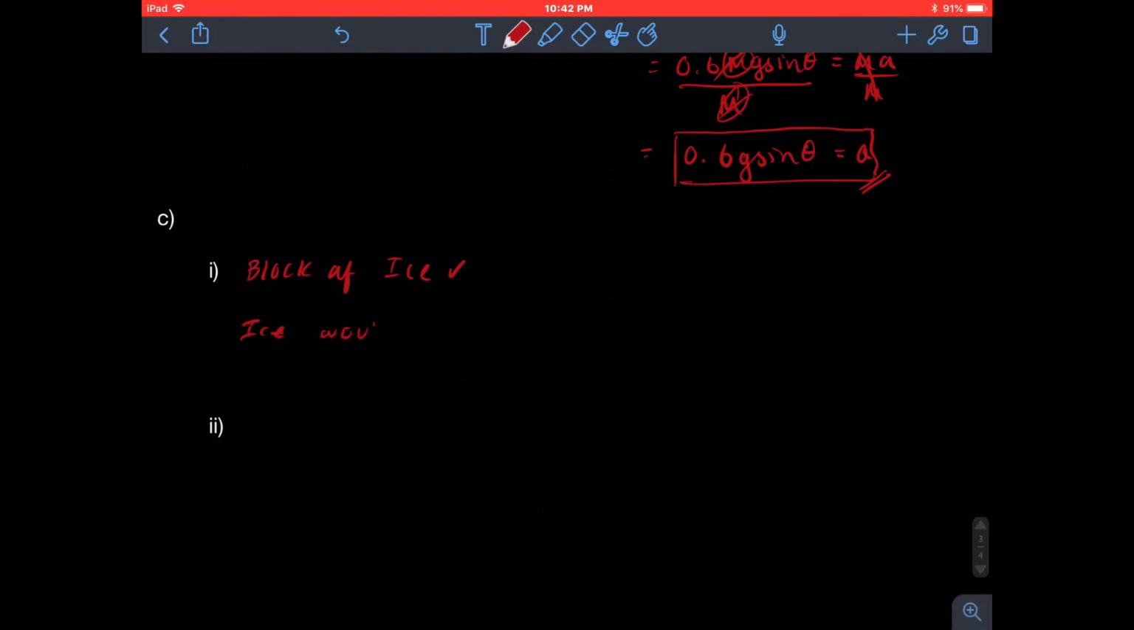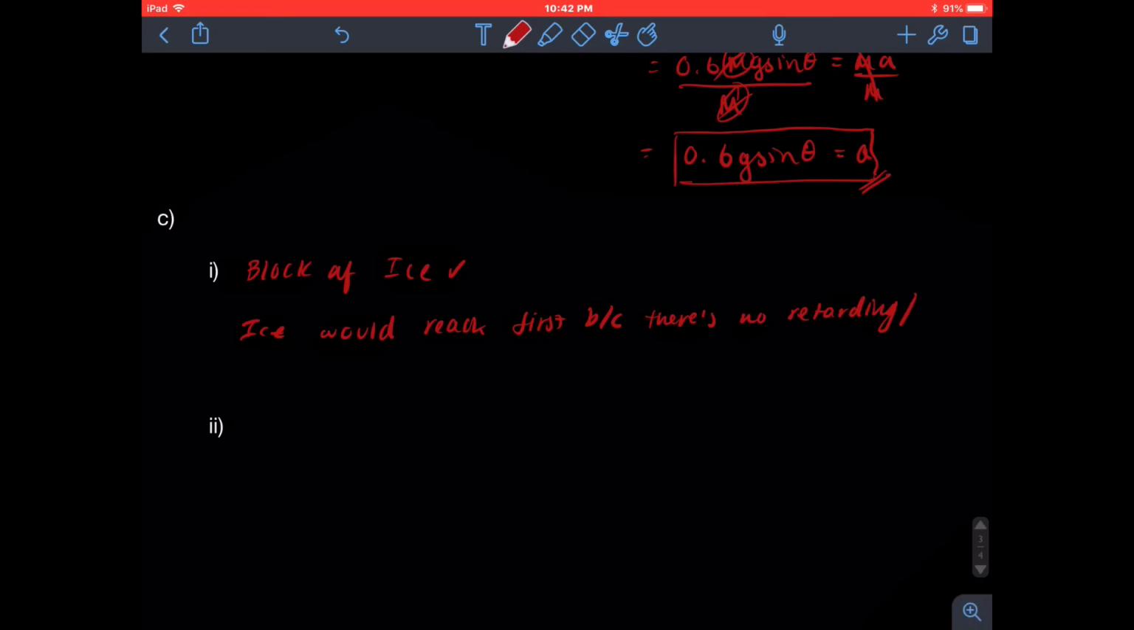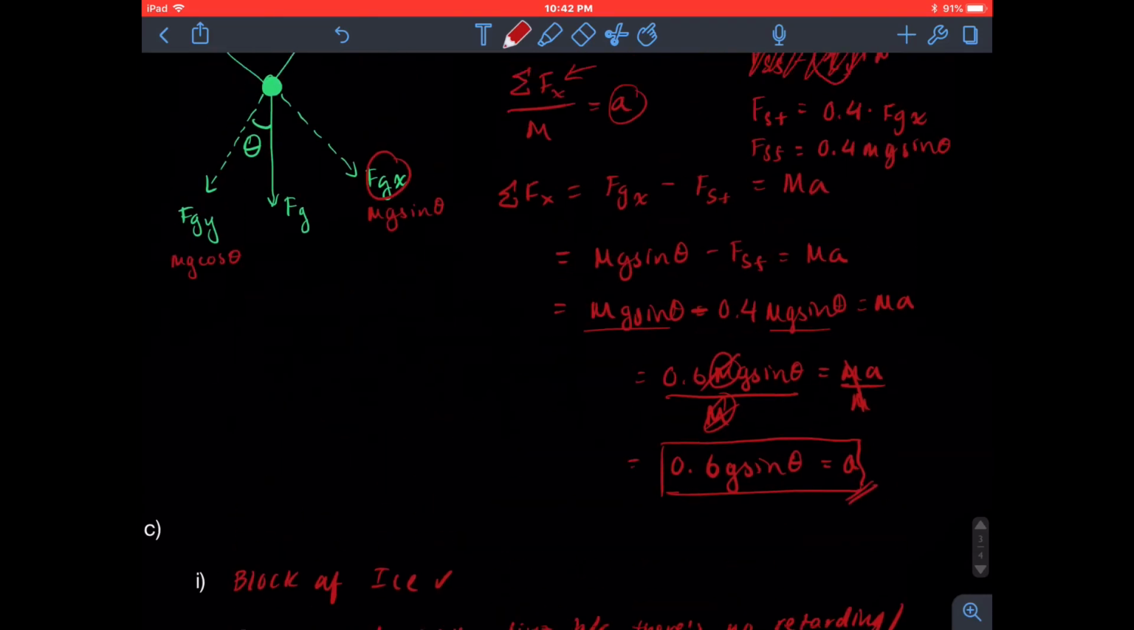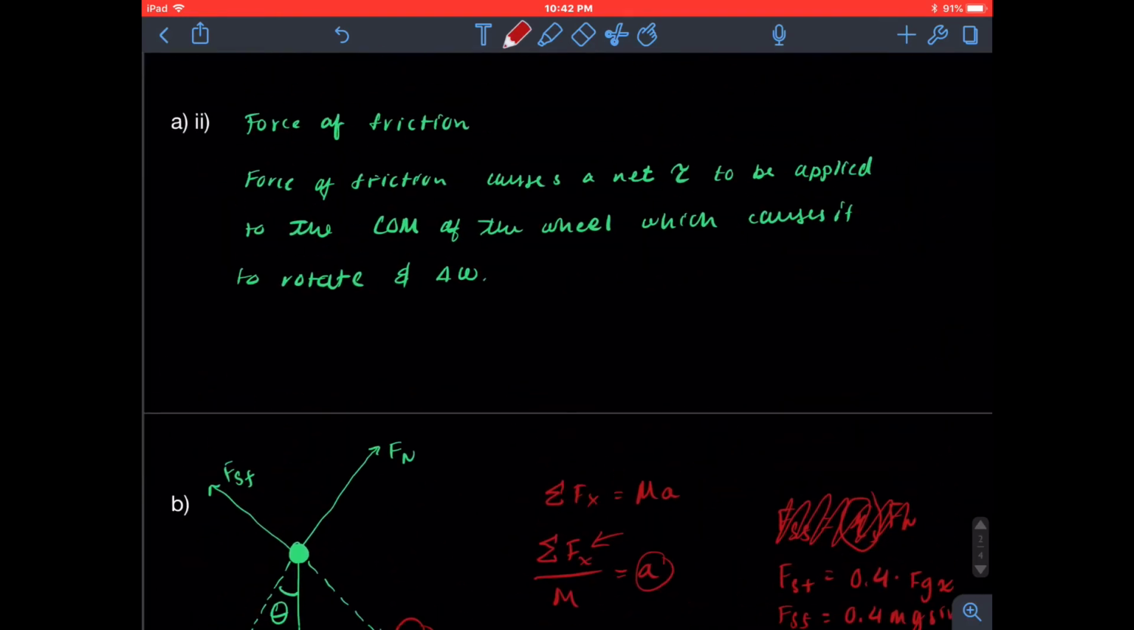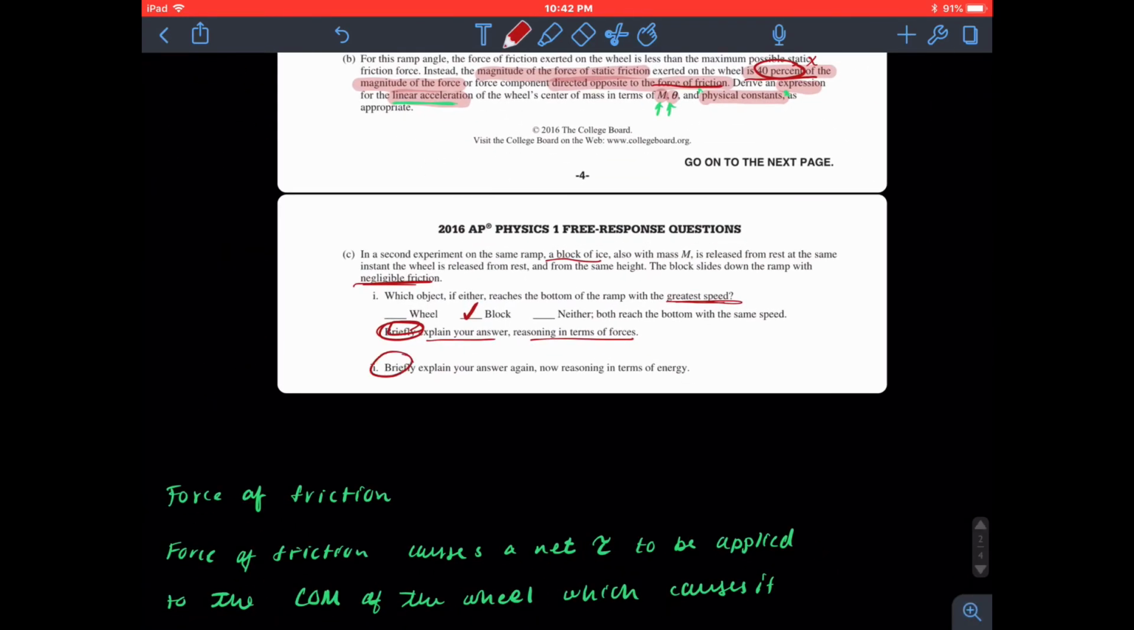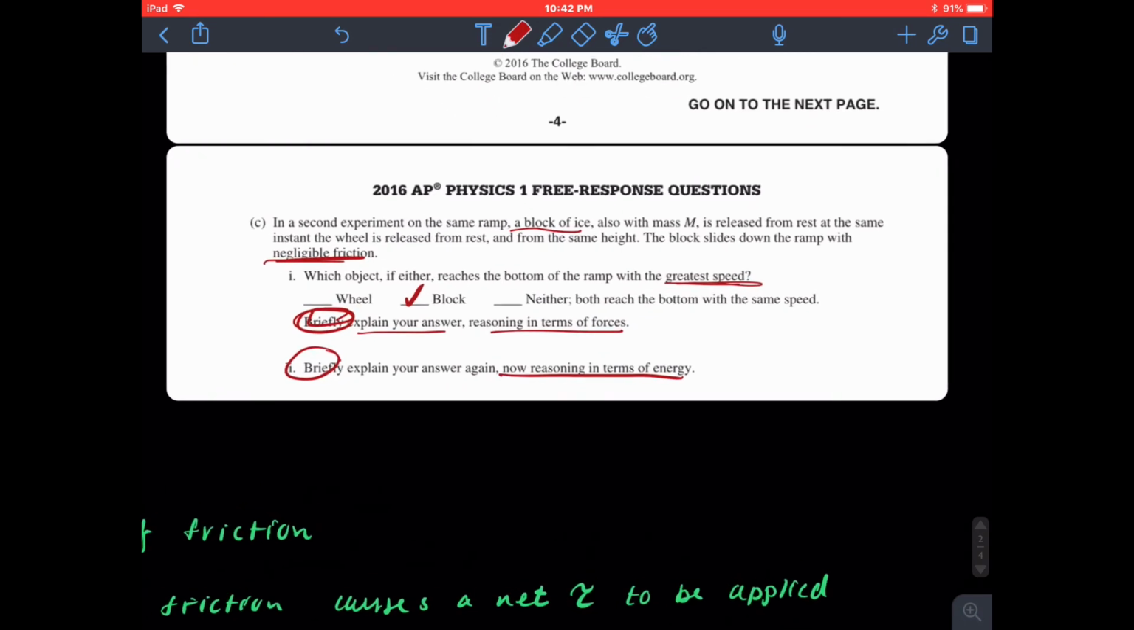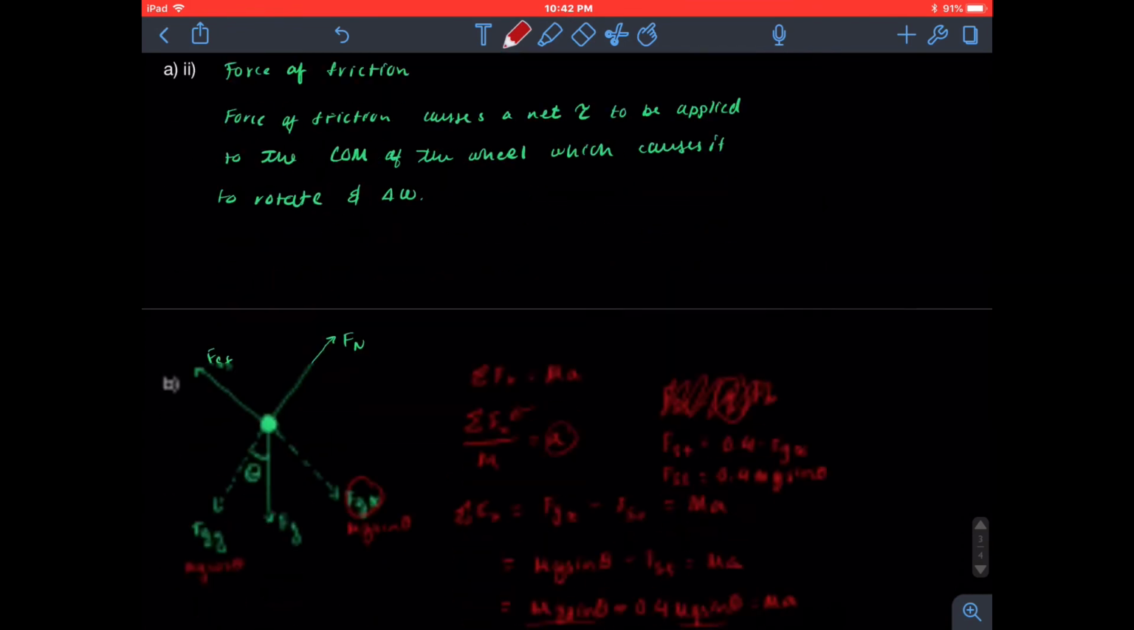Ice would reach first because there is no retarding/counteractive force that resists its motion, right? Okay, so now that makes sense. Again, super brief, super short, absolutely to the point, saves me a ton of time. Next, it says briefly explain your answer, now reasoning in terms of energy. So instead of using force, now we're going to use energy to explain it.